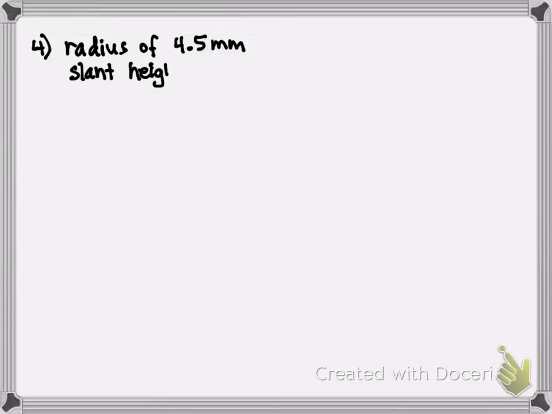So let's have you guys try this one. Let's say we have a radius of 4.5 millimeters and a slant height of 20 millimeters. Go ahead and figure out to the pi answer what the surface area would be.